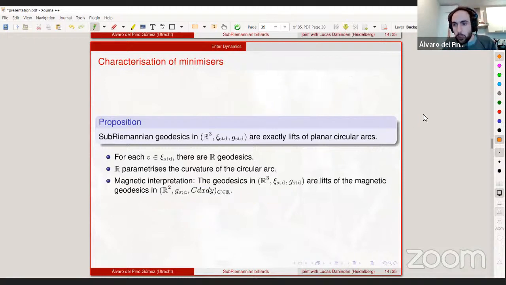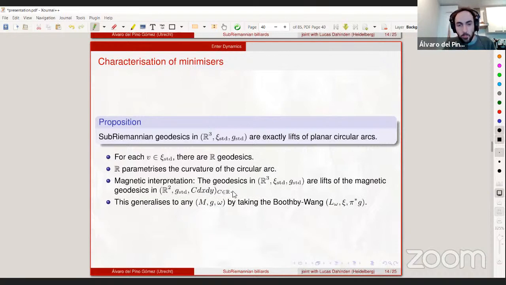And let me make a little remark, which is that basically what we just saw is that you can interpret this as a magnetic thing. So the geodesics in R3, we said they are like the circles of varying radii. And this is precisely the set of all magnetic geodesics in the plane, where their magnetic strength is some constant multiple of the standard area form. So if you know this, great. If you don't know this, then just ignore this comment.